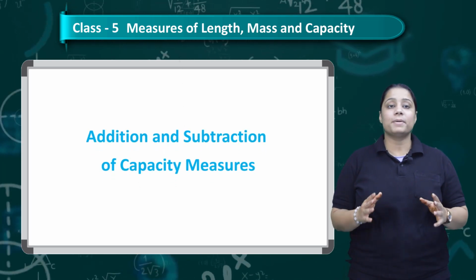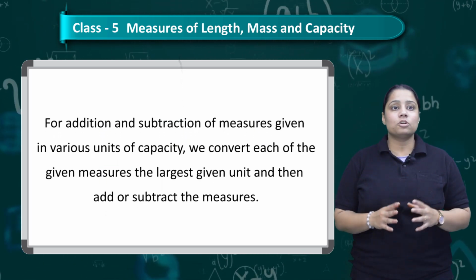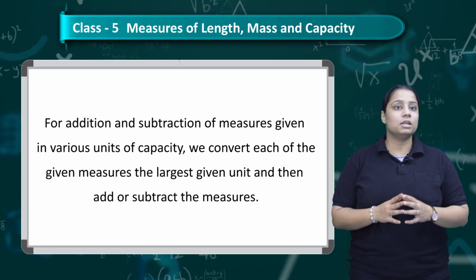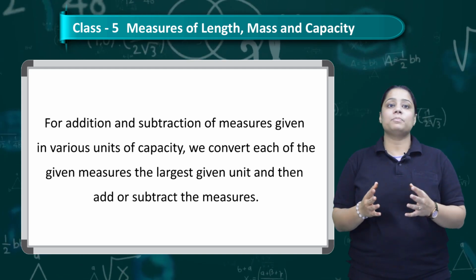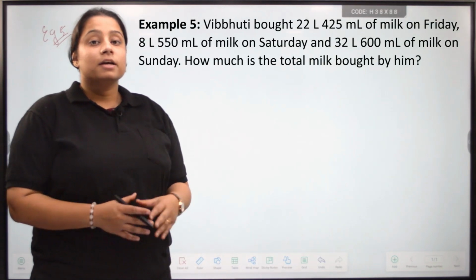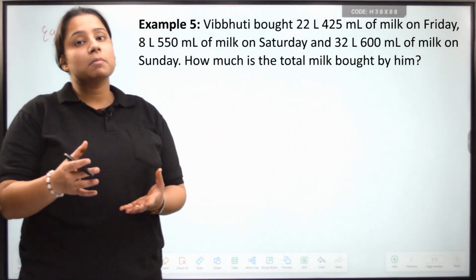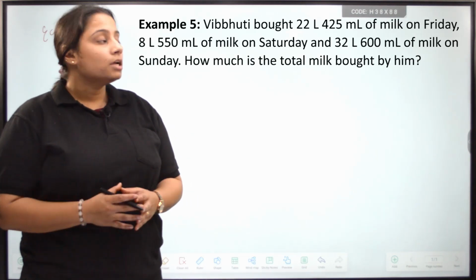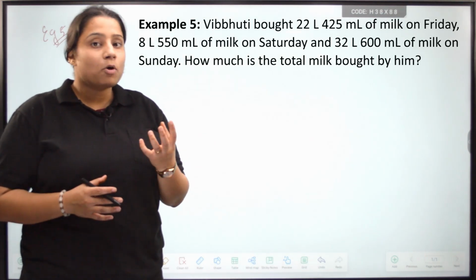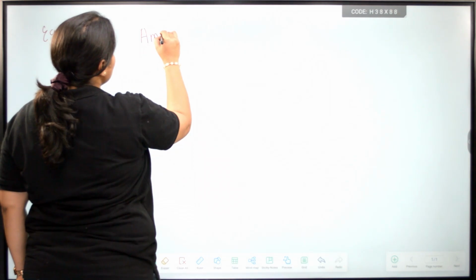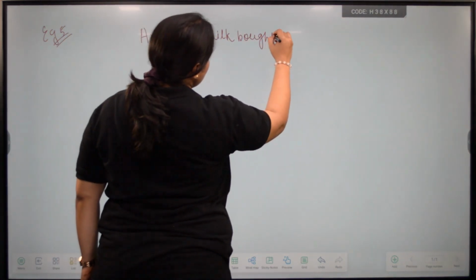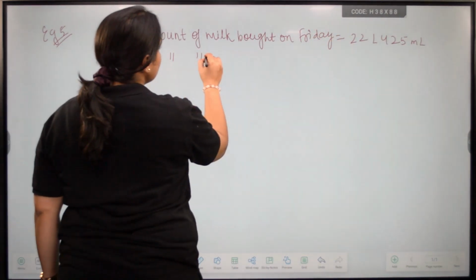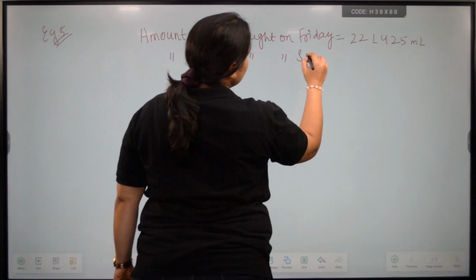Addition and subtraction of capacity measures. The addition and subtraction of measures given in various units of a capacity, we convert each of the given measures to the largest given unit, and then add or subtract the measures. Example number 5. In this question, Vibhuti had bought some amount of milk on Friday, as well as on Saturday, as well as on Sunday. We need to find the total amount of milk bought by him on all 3 days. Amount of milk bought on Friday and amount of milk bought on Saturday.